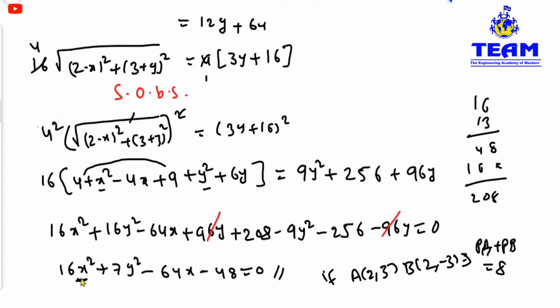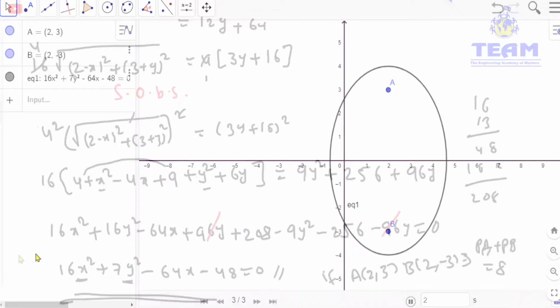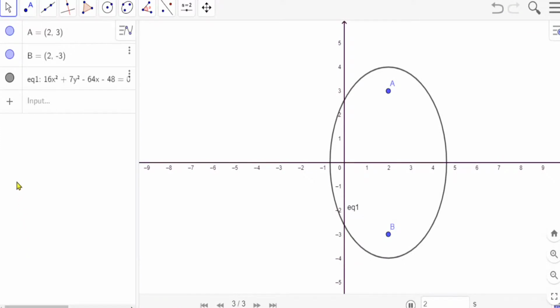What is the x square coefficient here? 16. What is the y square coefficient here? 7. Are both equal? No. If both are equal, then you can say it is a circle. But here both are not equal and there is no xy term, so you can say it is an ellipse. Okay, it is an ellipse. So friends, now I will show you this by using the geometrical condition. We are just verifying.